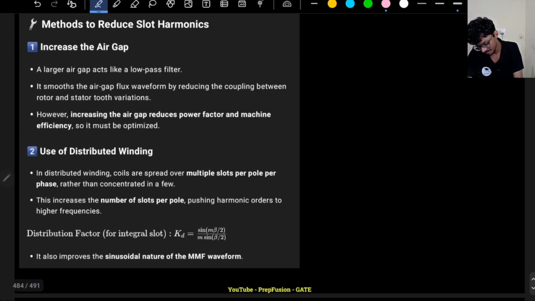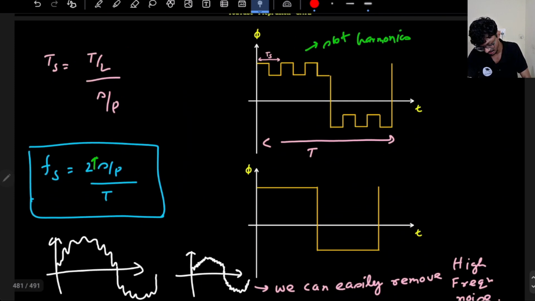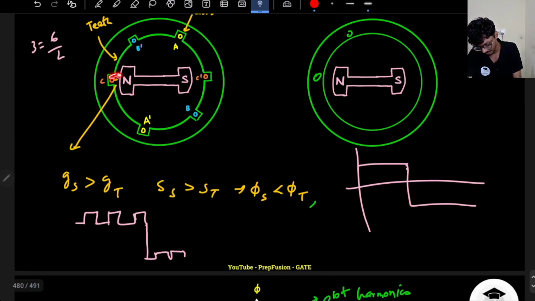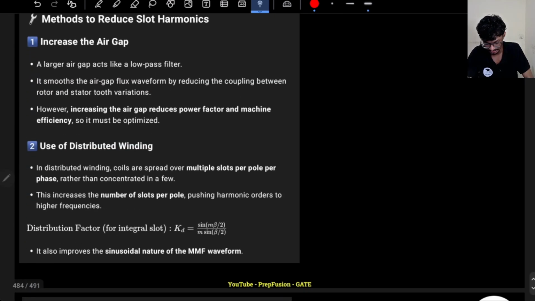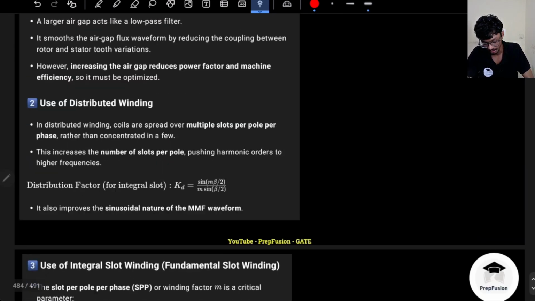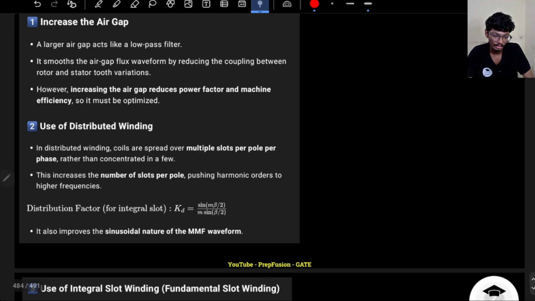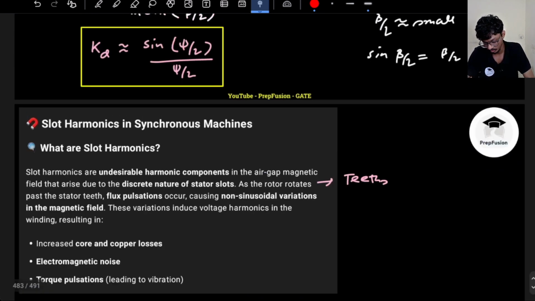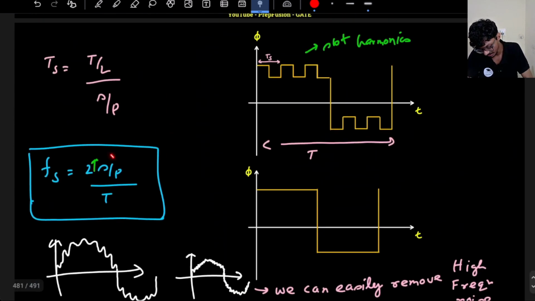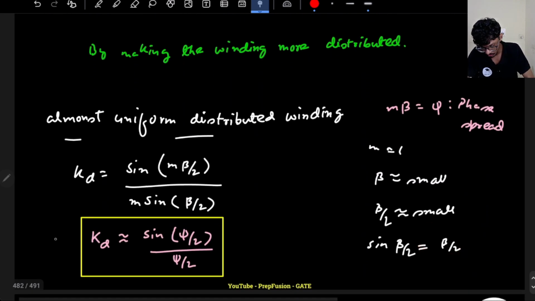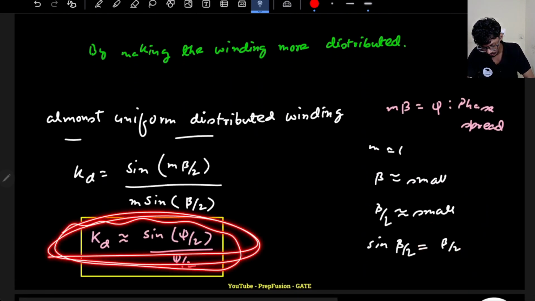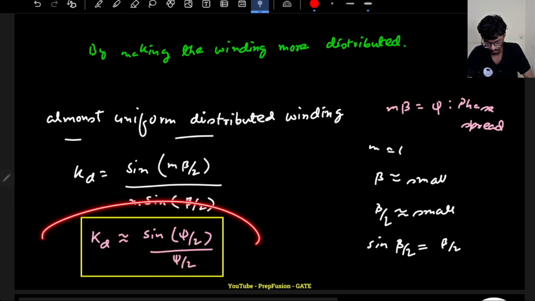Okay, so we can increase the air gap. If this air gap is increased, then the difference between here and here will be smaller, so harmonics will be reduced. Harmonics are also reduced by using distributed winding. I have explained how you can improve, basically by reducing the angle beta, because I want to increase the number of slots. If I increase the number of slots, the beta value will reduce, so roughly the KD value will be this.